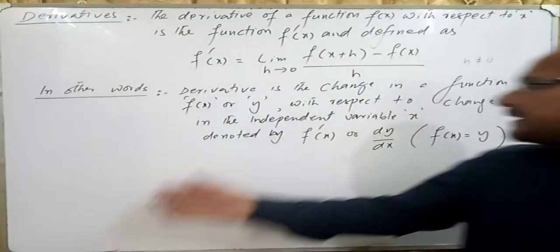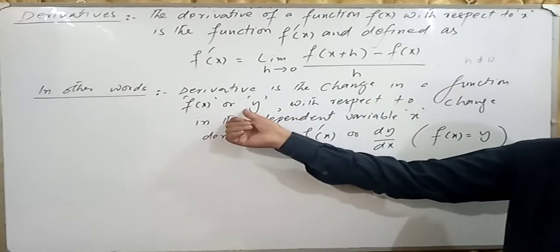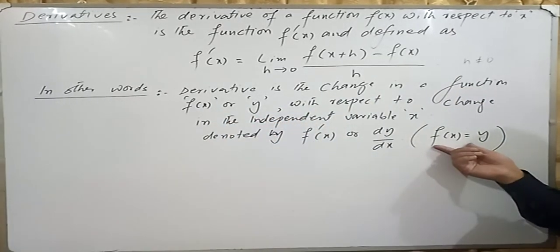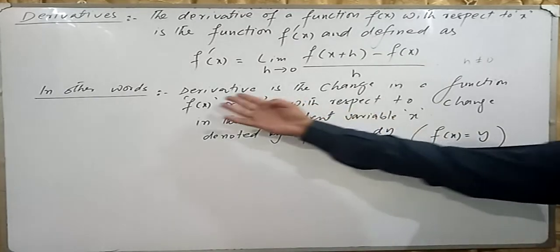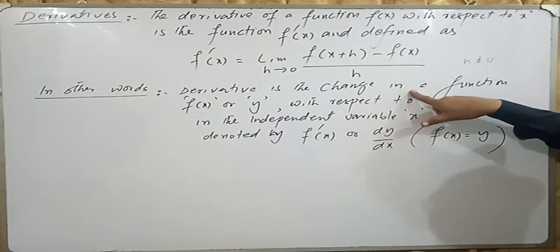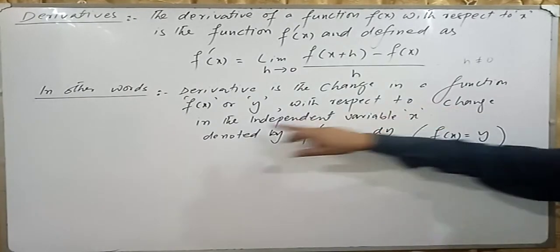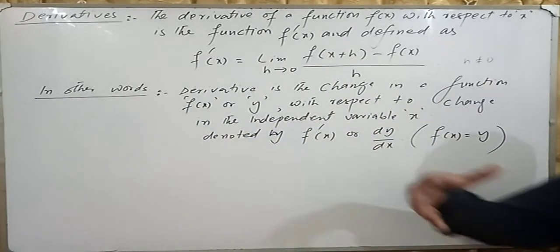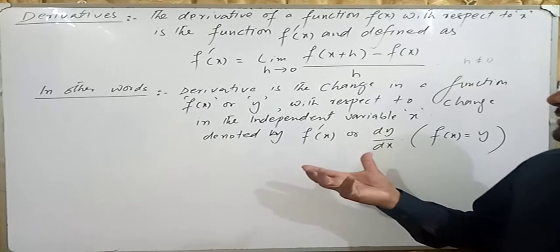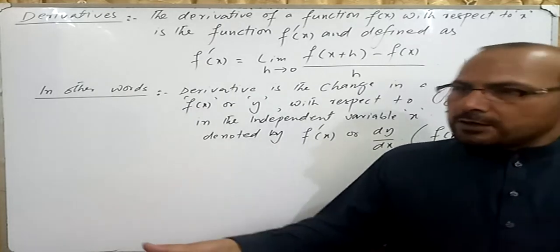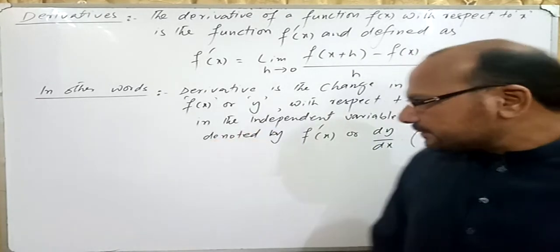In other words, the derivative is the change in the function f of x or y. As I mentioned, we can represent a function by f of x, and we can also represent it by y. So the derivative is the change in a function f of x or y with respect to change in the independent variable. It means change in the dependent variable with respect to change in the independent variable, which is included in the function.